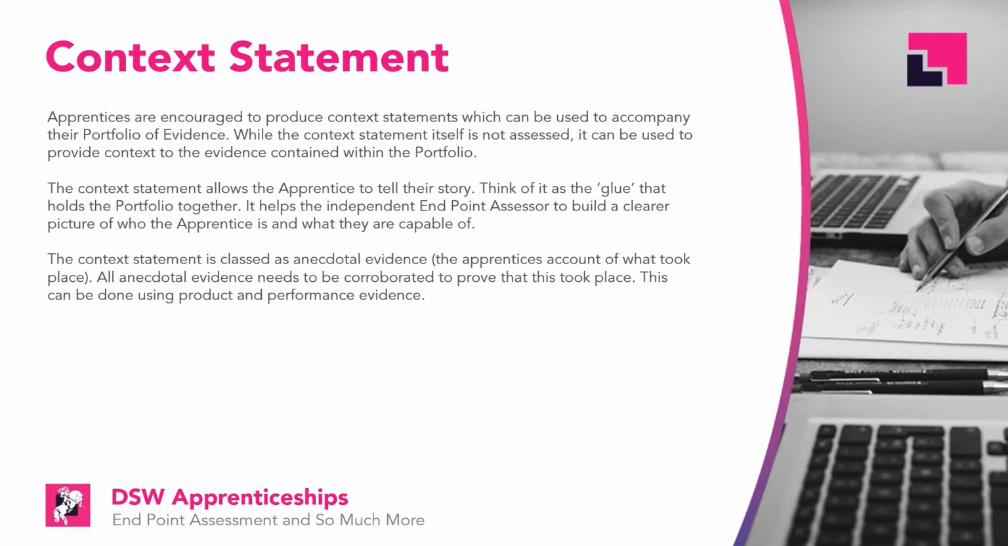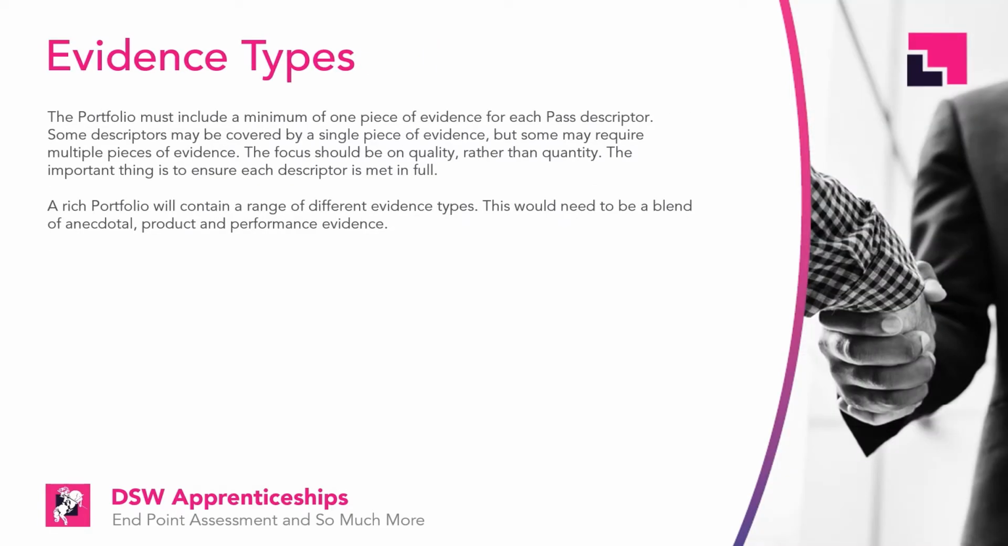They do need to make sure they corroborate what they've said in their context statement with evidence, as the context statement is classed as anecdotal. Evidence types. The portfolio must include a minimum of at least one piece of evidence against each of the descriptors. They may find that some evidence covers multiple descriptors and that some descriptors require more than one piece of evidence in order to meet them in full.